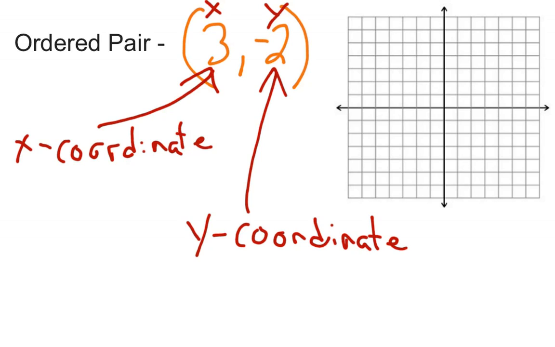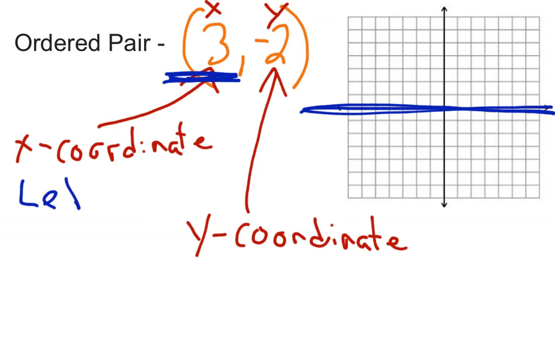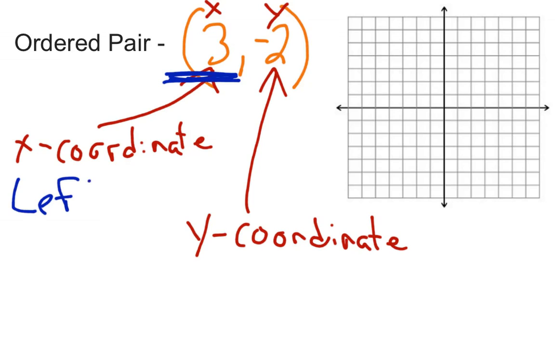So when we look at this, since the X coordinate is first, the X coordinate is always the one we start with, and because our X axis goes left and right here, that's what the X coordinate is going to do. It's going to tell us to go either left or right on the x-axis. Now, you got to remember, the x-axis is just like a number line. So we know that positive numbers go to the right, negative numbers go to the left.